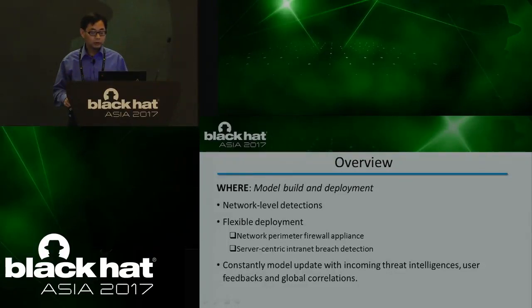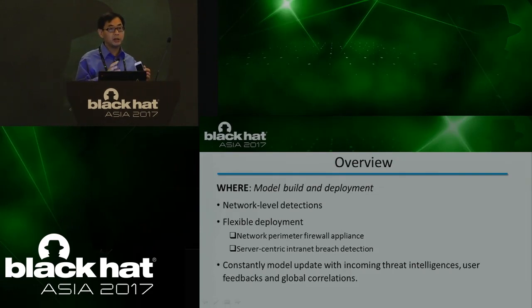Okay. Next, talking about where we can deploy. Basically, we can deploy at the perimeter integrated with a firewall appliance, and also we can do server-centric deployment inside your network. We can deploy close to your servers and do the protection around the server. So our model is built offline, but we can also do it in the cloud and do the periodic update.